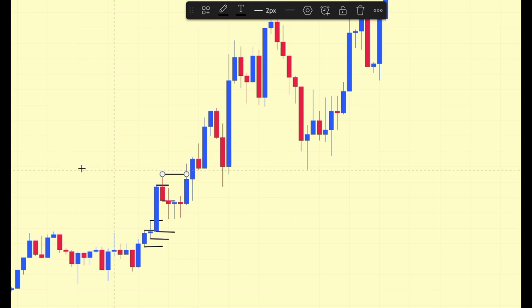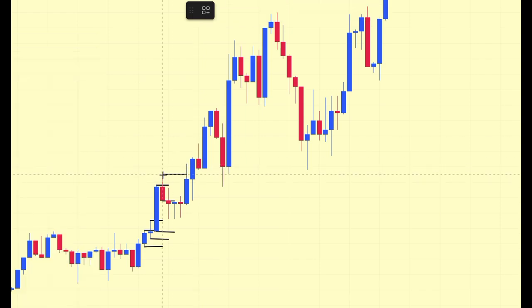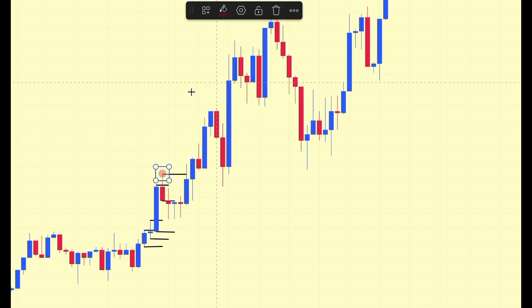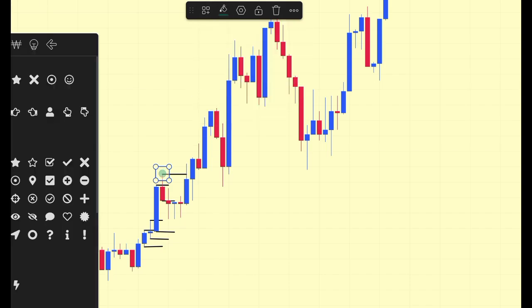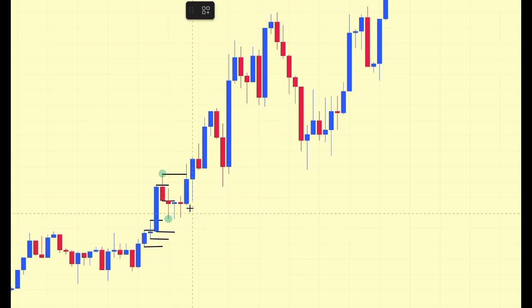So what does this mean? This means that this here is a valid pullback. And yeah, so this one here is a valid pullback, with that one there being the high of that valid pullback, and this one here being the low of that valid pullback. And so after the break, we are back to the candlestick based uptrend.